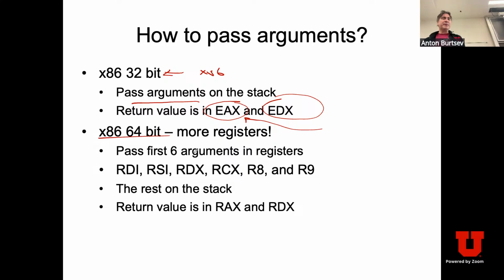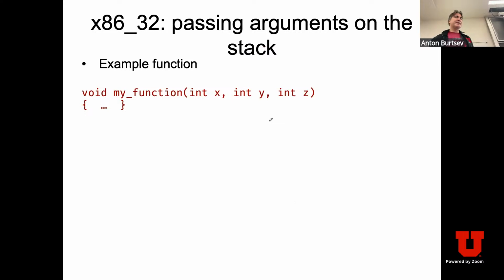On 64-bit machines, the convention is slightly different. The first 6 arguments go into these registers in this order: the first one goes into RDI, the second RSI, and so on. If you have more than 6, then you start pushing them on a stack. But return values go into RAX and RDX, which are 64-bit versions of the same 32-bit registers. Okay, and we were somewhere around here, so I was talking about those examples, and we'll take a look at more examples today.